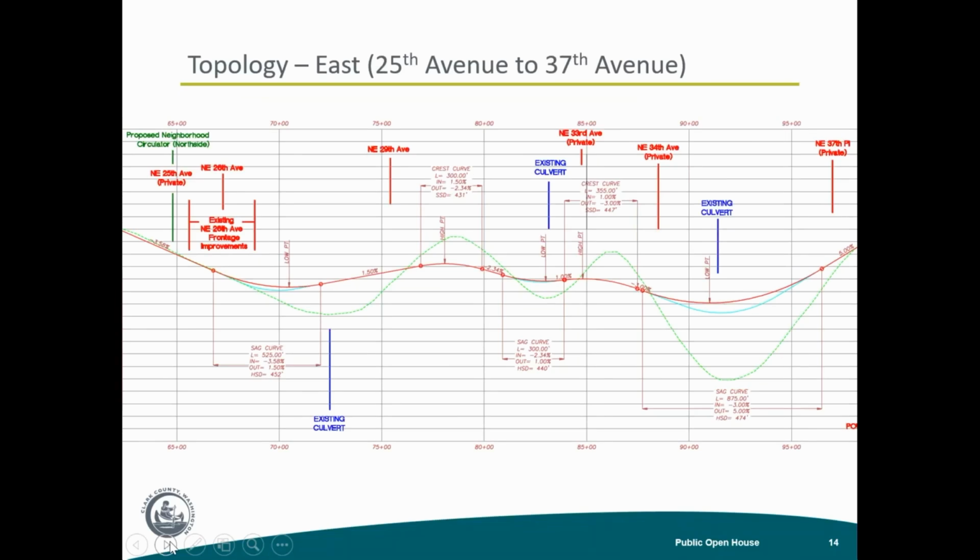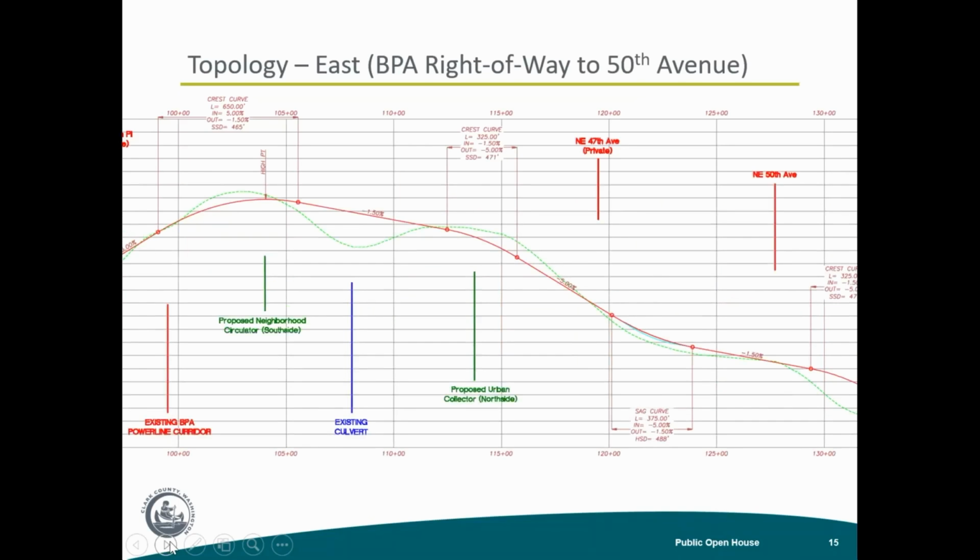Here you're seeing the grade differential from 25th Avenue to 37th Avenue. Excuse me. This is the location where we have the most significant hills and valleys, just to the east of the 29th Avenue intersection. And again, you're seeing the significant elevation change that's necessary to build this principal arterial of 179th Street. Next slide. Again, this is the topography section from the BPA right-of-way to 50th Avenue.